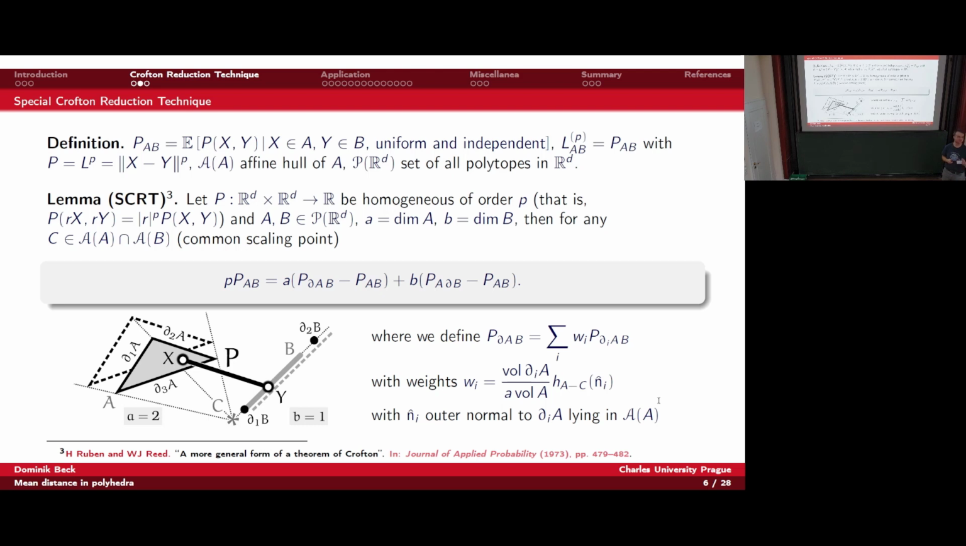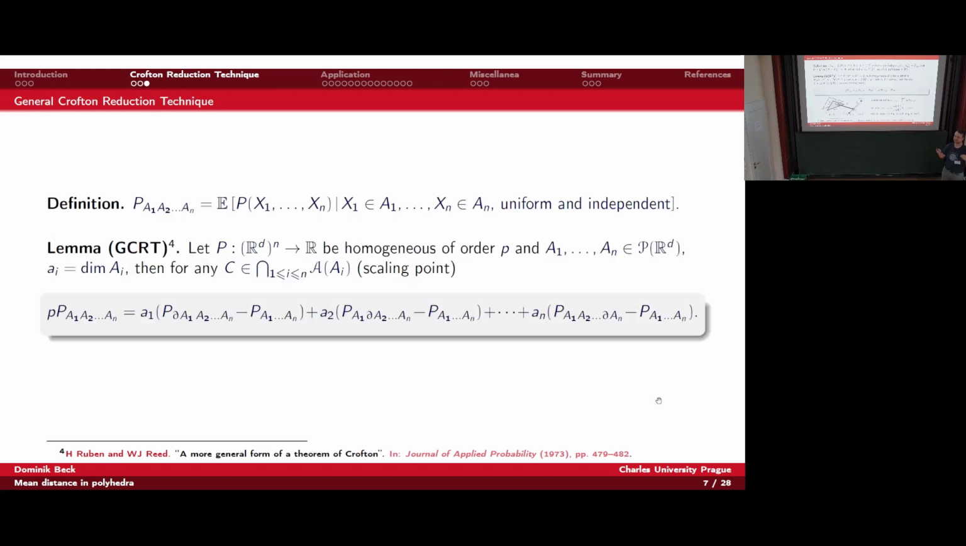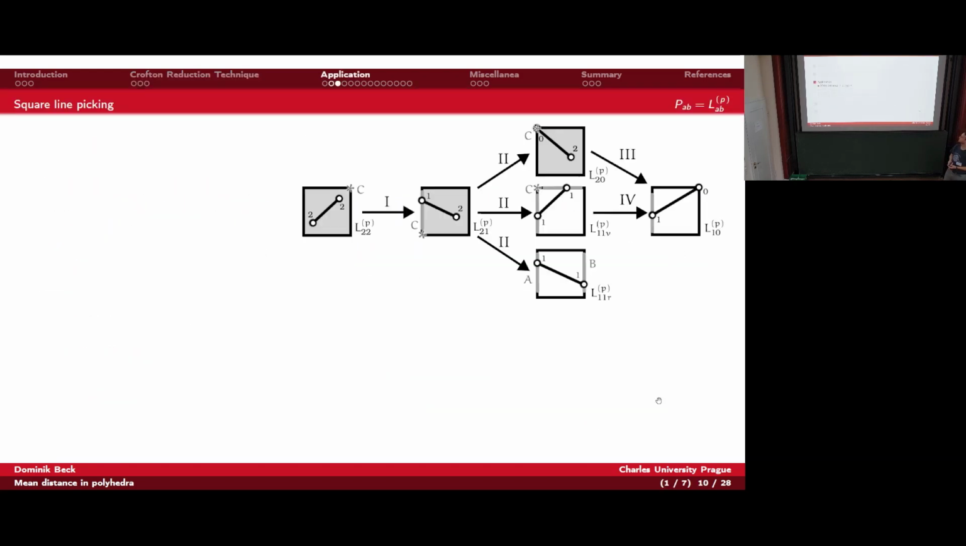I call this point a scaling point because the proof actually involves scaling the whole setting, and then you somehow recognize that in the larger setting you have the same mean value. So this is the basic idea of the proof.